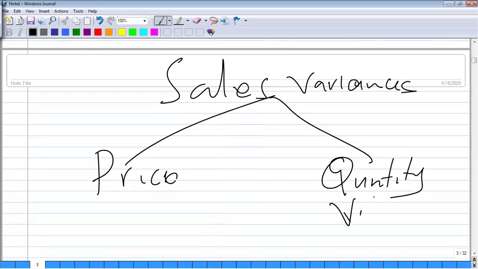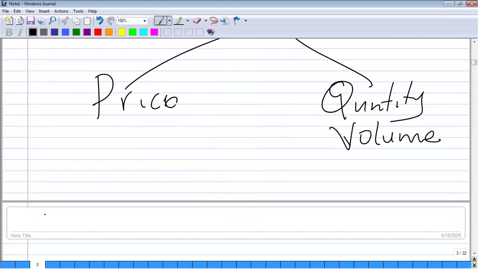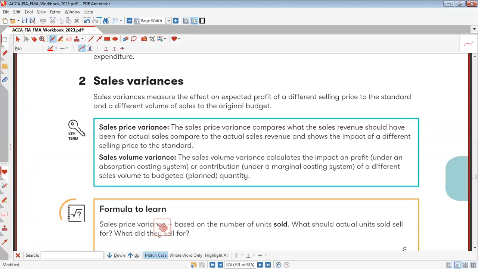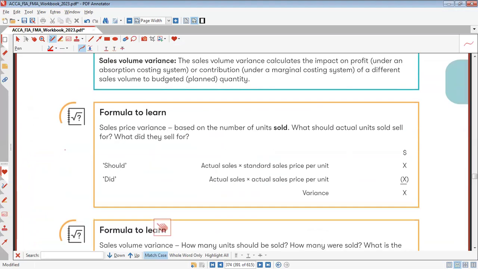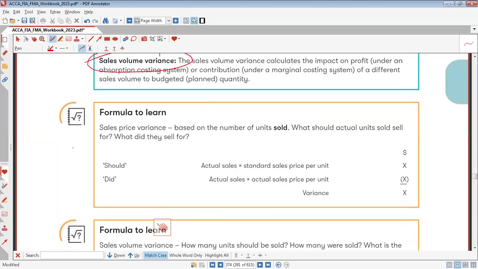So under quantity, we call it volume. Volume means quantity. So for the sales variances, we are going to look at two items: the sales price variance, which attempts to explain a change in sales because of a change in prices, and then the sales volume variance, which attempts to explain an impact on profit because of a change in the effect on contribution. So let's start with the sales price variance.